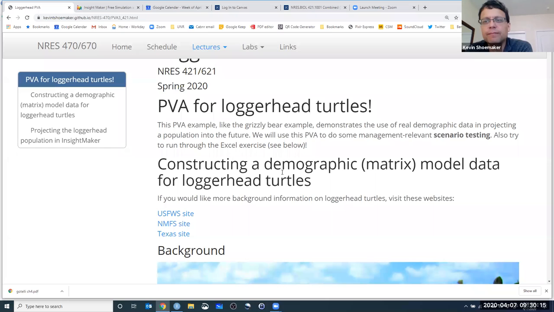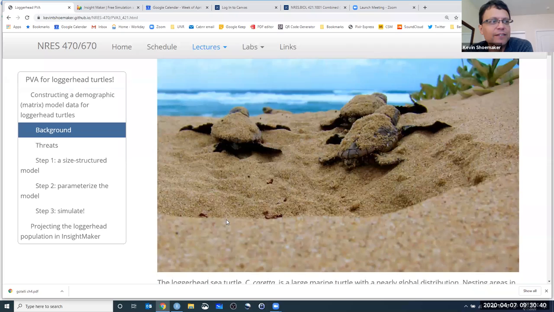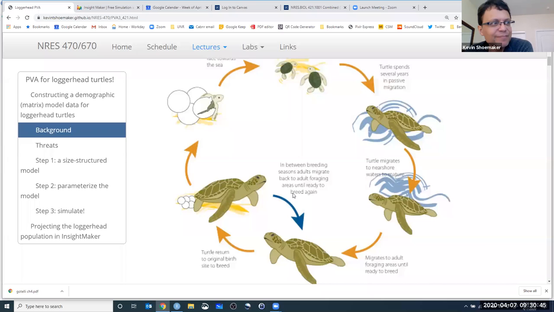And the model we're doing here is exactly the model that Crowder et al. used to make recommendations for management of this species. So that's what's really cool about this example: it is a real world example that had a huge impact on conservation. Again, I'm not going to go through too much on this right now, but it's a really cool system. So I provide a little background.